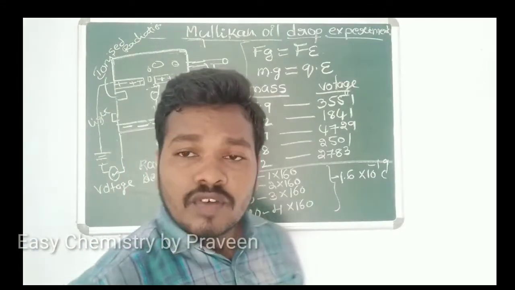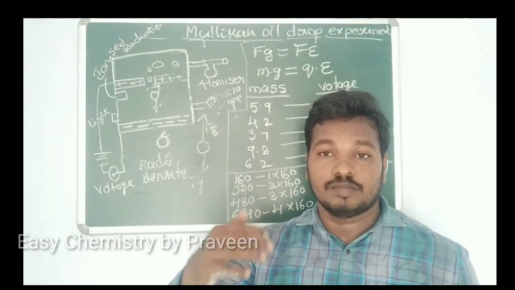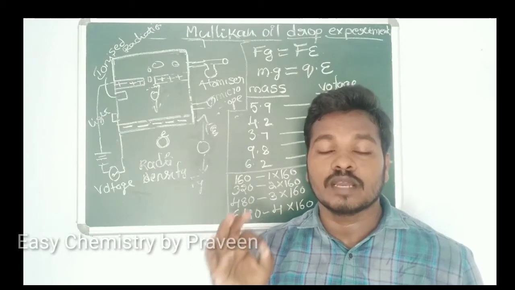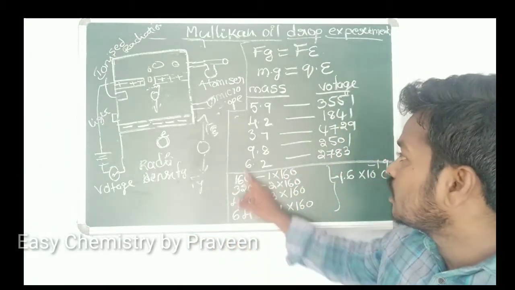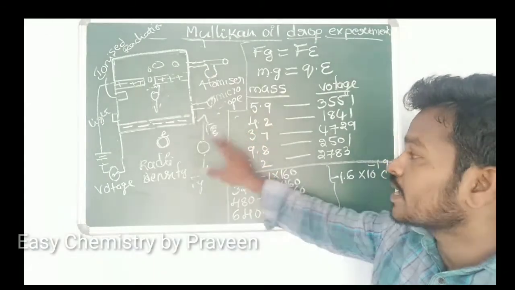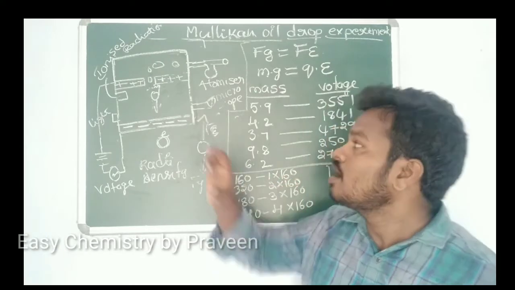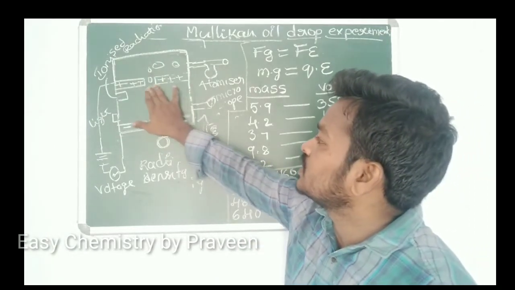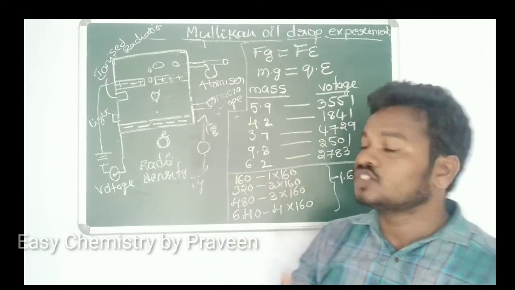Millikan performed this experiment with different oil droplets, multiple times. Every time he focused on a single oil droplet. First he calculated the mass of the oil droplet. According to the mass of the oil droplet, he adjusted the voltage. Then the oil droplet is stationary in between the two metal plates. Then he calculated the charge of the electron.